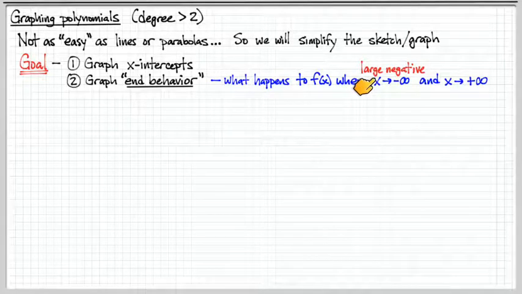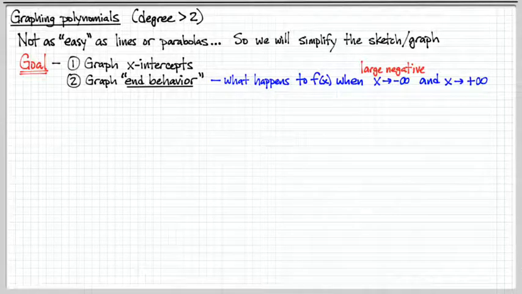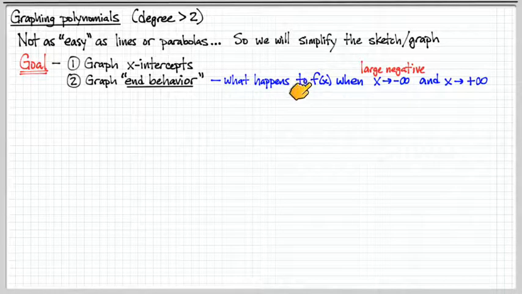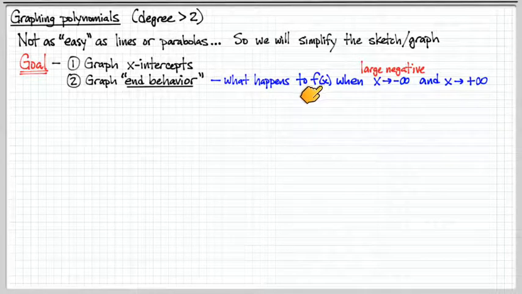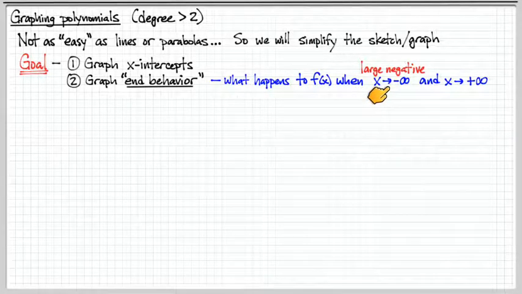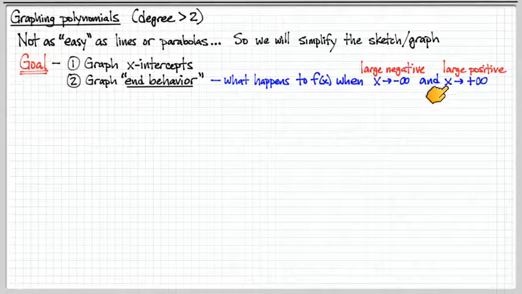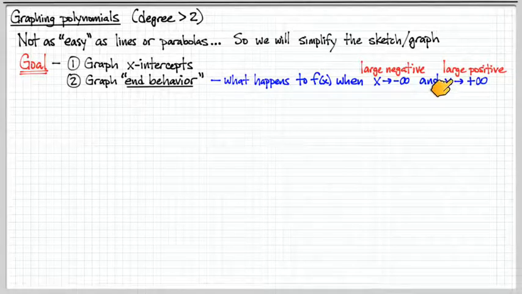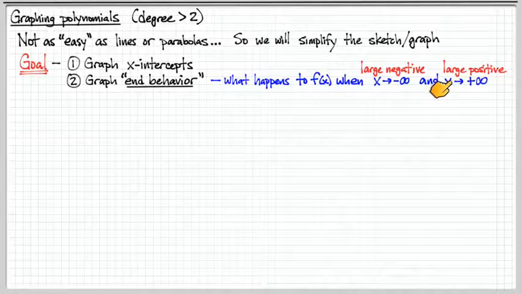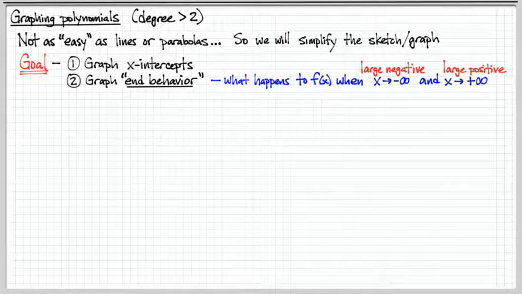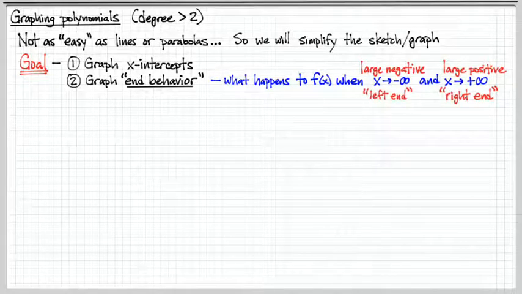So when x becomes a very large negative number, for example, -1,000, -1,000,000, even bigger, -1 trillion, what happens to the function f of x when we evaluate it with -1 trillion? That's what we talk about in terms of the end behavior as x approaches negative infinity. We also talk about what happens when x approaches positive infinity. When x becomes really, really large, like 1 billion or 1 trillion, what happens to the function? That's what we call our end behavior.